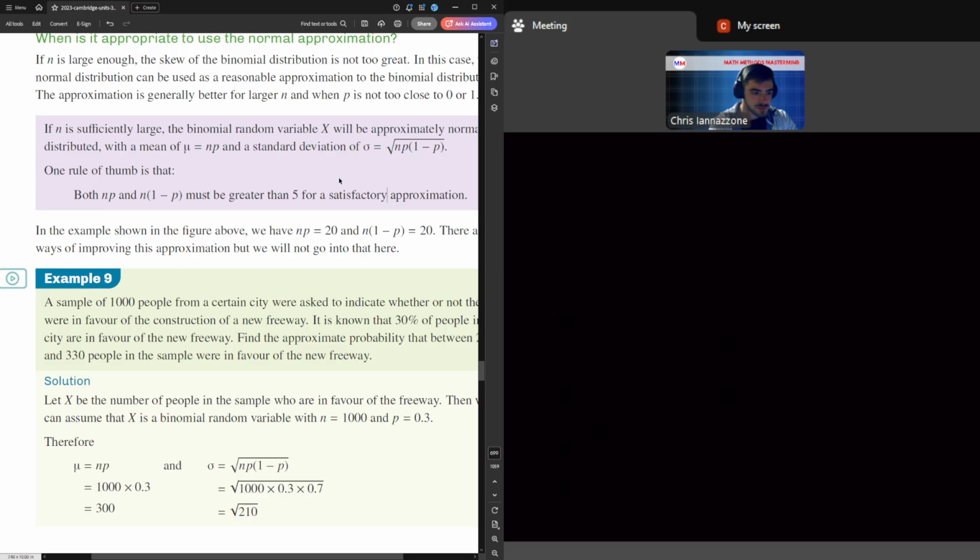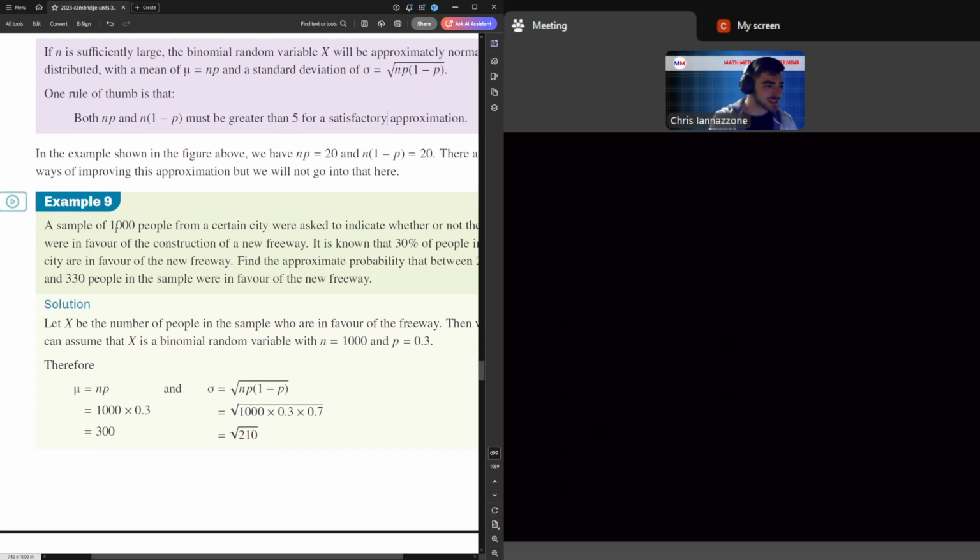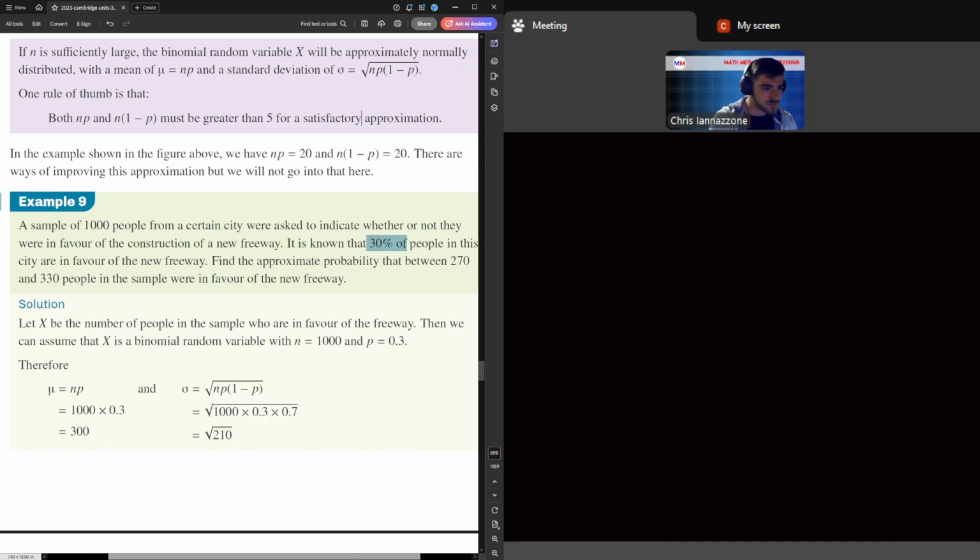Yep. Okay. So n is just the number of trials you have in the experiment, or otherwise can be thought of as your total sample size. So for instance, in example 9, you have a total sample of 1,000, so n is going to be 1,000. P is the base probability of whatever is being talked about. So as soon as you're able to identify those 2 things, you can now calculate your mean and standard deviation.